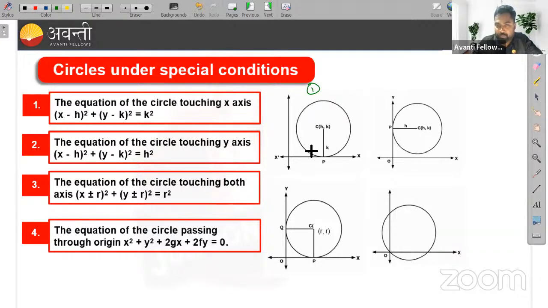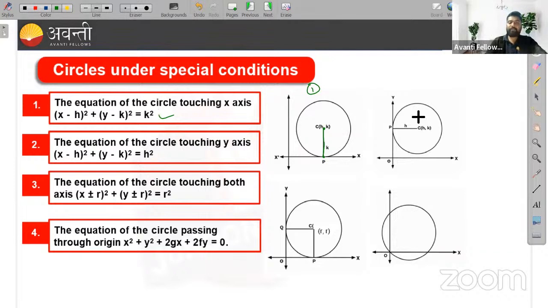When the circle touches the x-axis at the point P, and the center coordinate is h, k, then the radius will be the y coordinate of the center. Yes or no? Because to reach these points on the y axis I have to move this length, that is k length. So the radius is k. Then the equation of the circle will be x minus h square plus y minus k square is equal to radius square, that is k square.